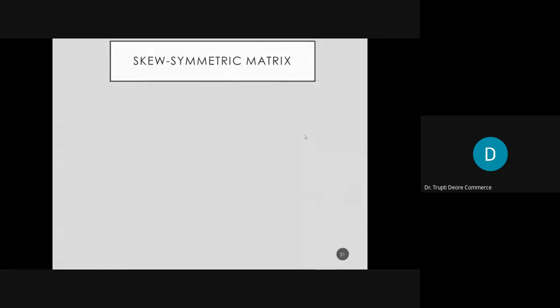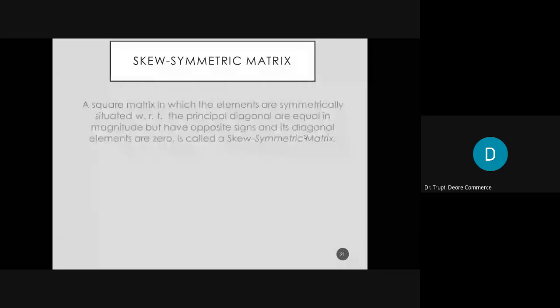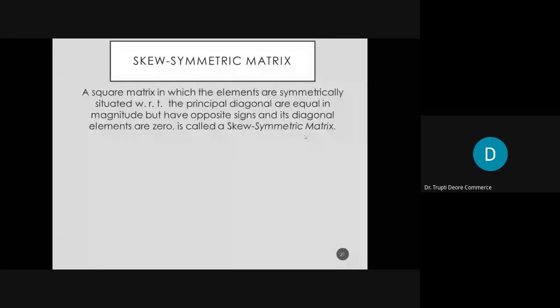Okay, and the last one is skew symmetric, also called anti-symmetric. A skew symmetric matrix is a square matrix in which the elements symmetrically situated with respect to the principal diagonal are equal in magnitude, that is the value is the same, but have opposite signs, and its diagonal elements are zero. The diagonal elements will all be zero. Then the symmetric elements will have the same value. Magnitude will be the same, but the signs will be opposite.